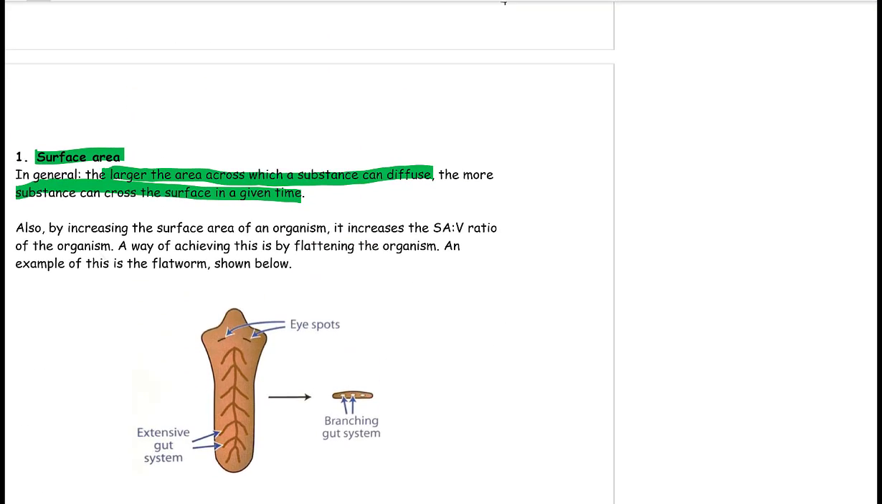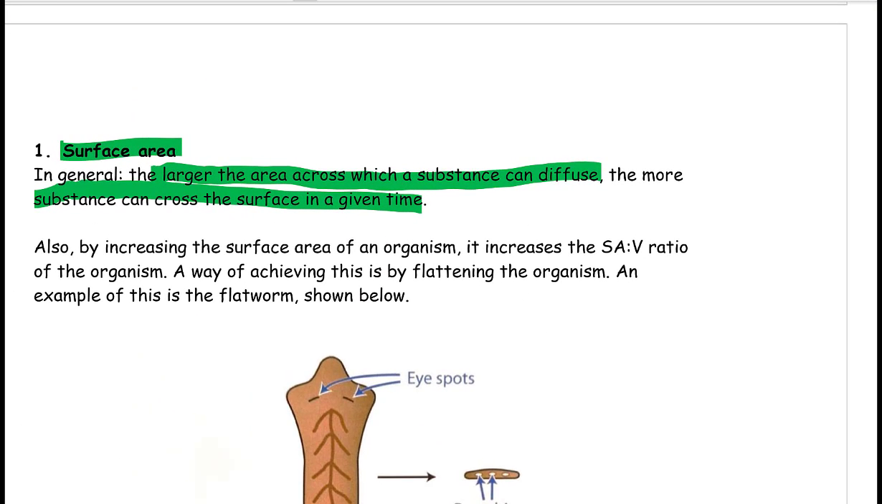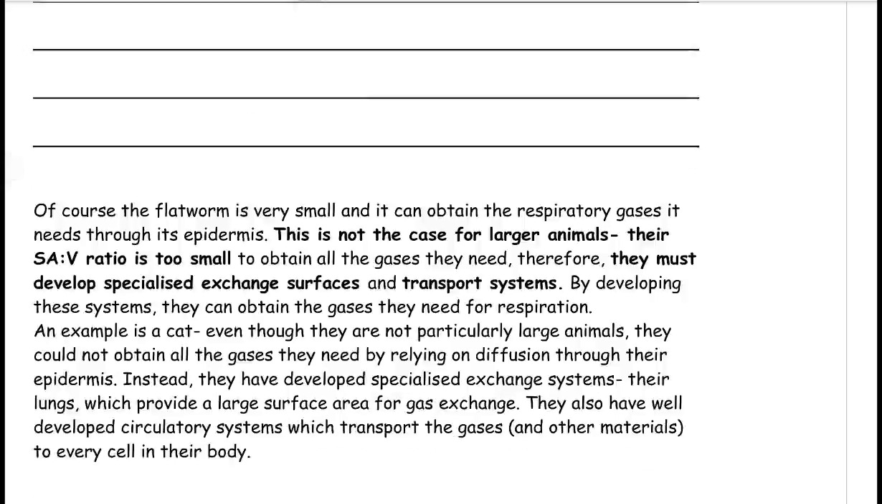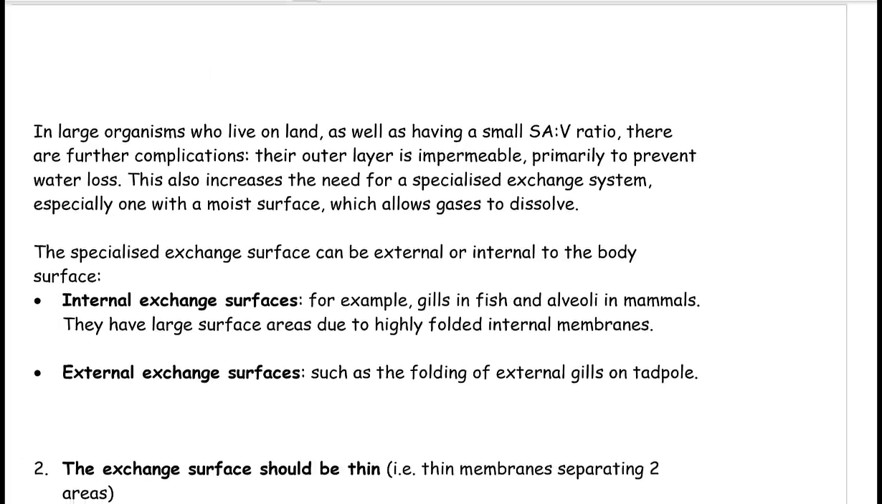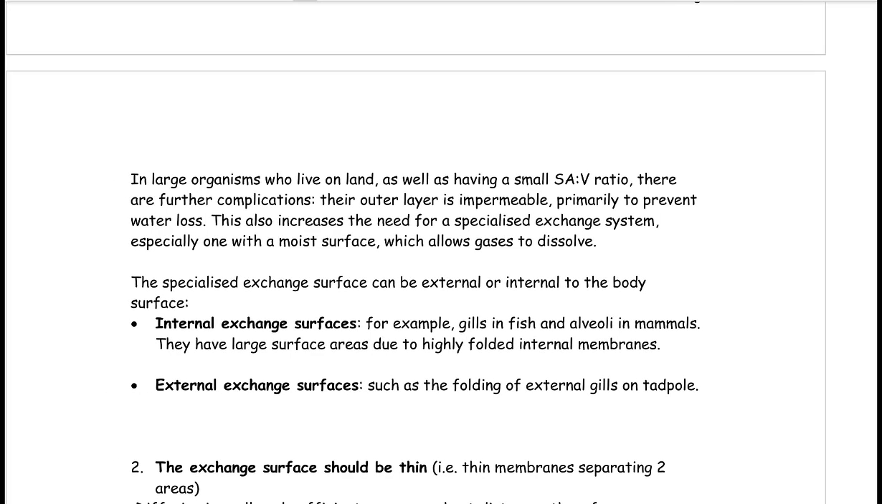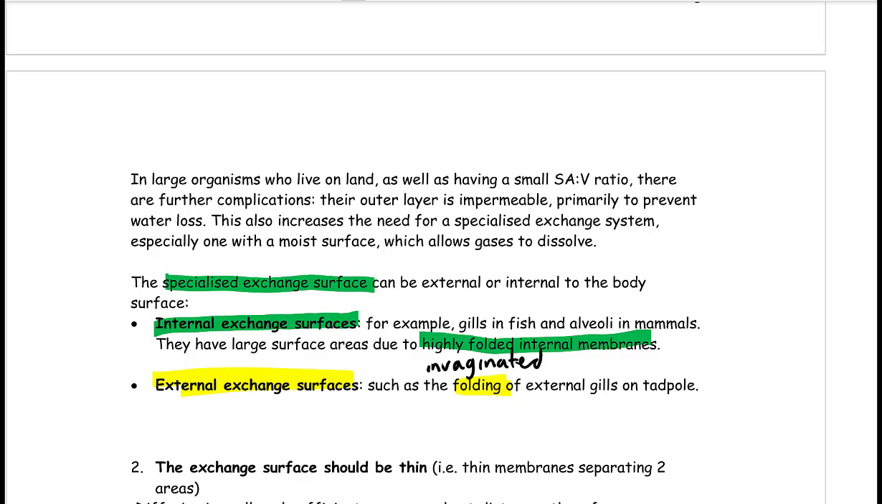Now, by the way, we're talking about the surface area of the exchange system here. Next up, we would have talked about how the specialised exchange surface can be designed or adapted to aid diffusion. So, for example, internal exchange surfaces have large surfaces because they're highly folded, or sometimes we'd say that they're invaginated. And then external exchange surfaces might be folded as well. That's a way of increasing the surface area.